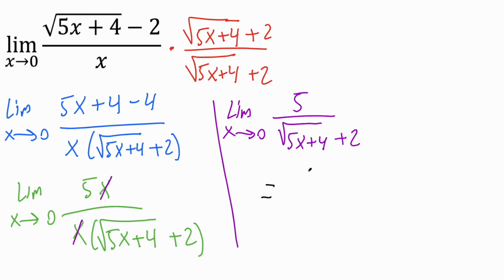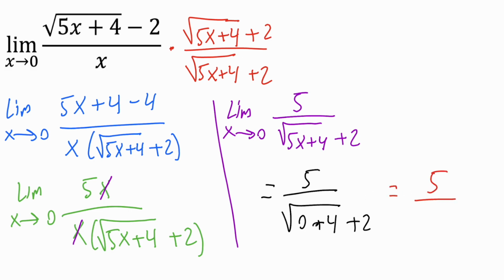So now let's plug it in. We have 5 divided by the square root. 5 times 0 is 0, so we put a 0 plus 4. Outside there's a plus 2. And the square root of 4 is 2, so we're going to get 5 divided by 2 plus 2, which is 4. So this right here is our final answer, and that's all we need to do for this problem.